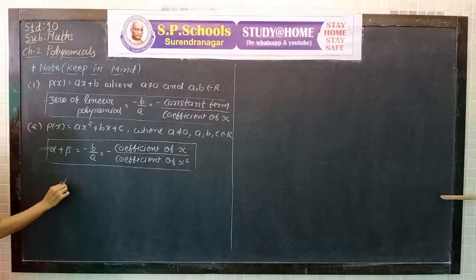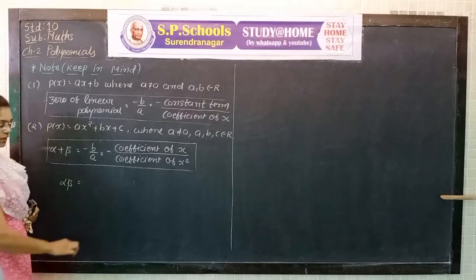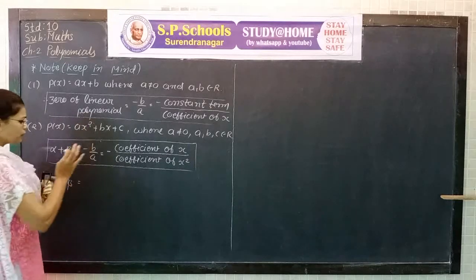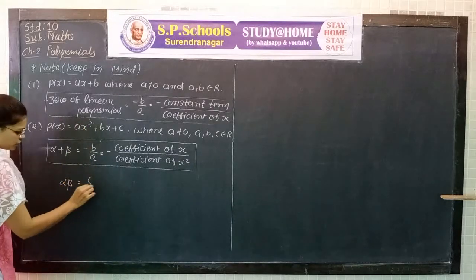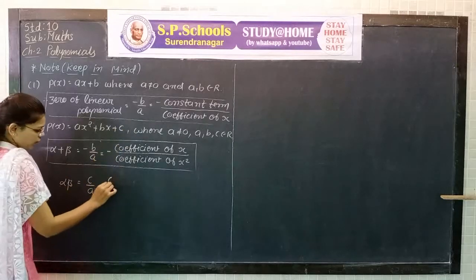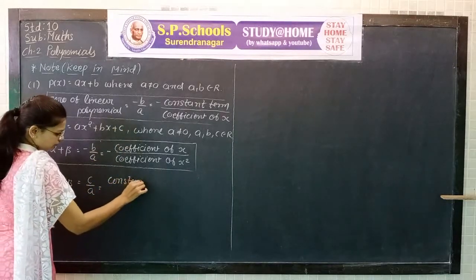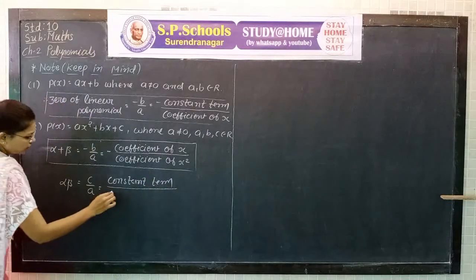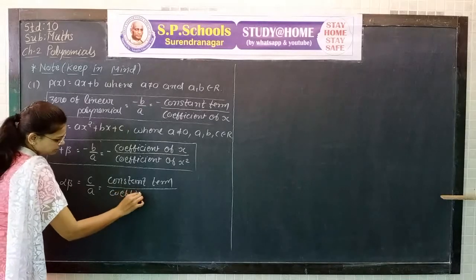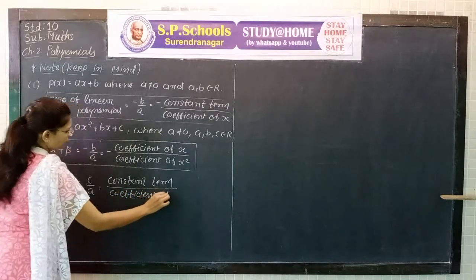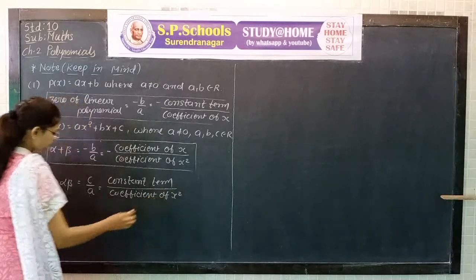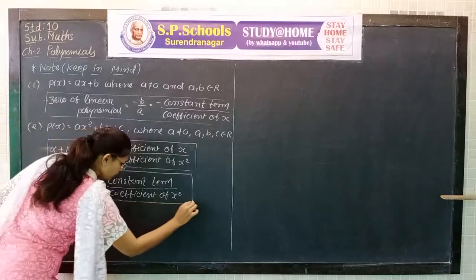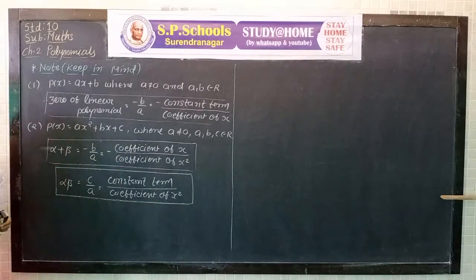Now second, alpha into beta. Alpha into beta is equal to the product of zeros. Alpha and beta, the zeros of the quadratic polynomial, is equal to c upon a, where c represents the constant term and a represents the coefficient of x square. That is our second relationship for quadratic polynomial.